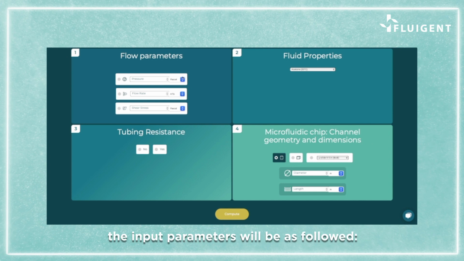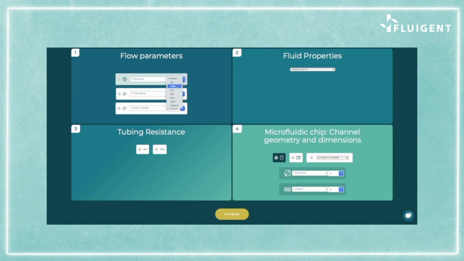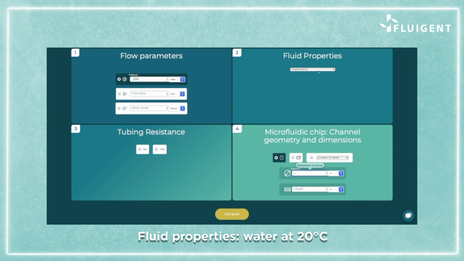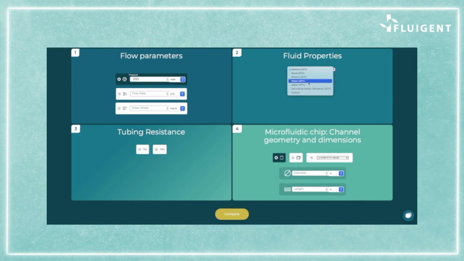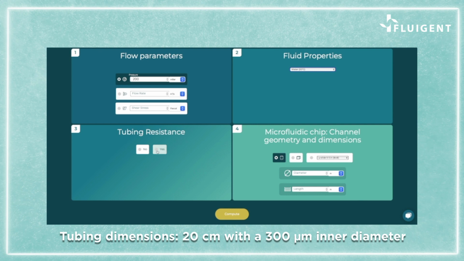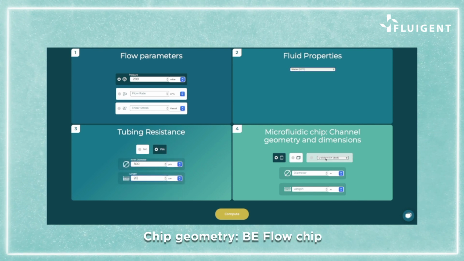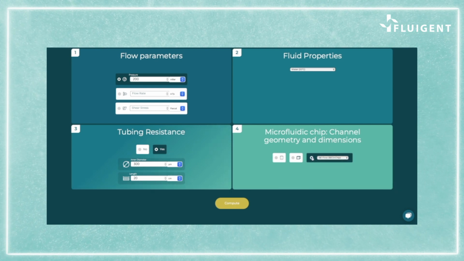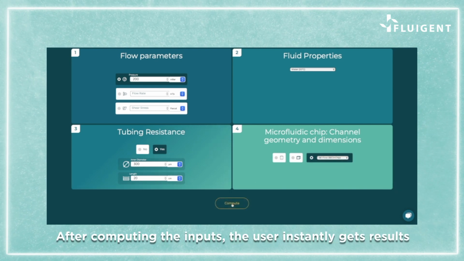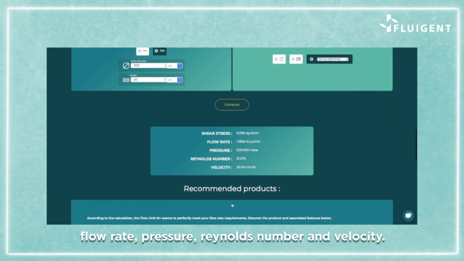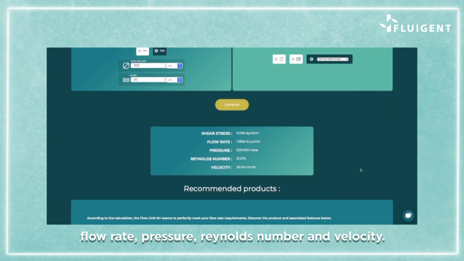for cell culture. According to our physical setup, the input parameters will be as follows: pressure 200 bar, fluid properties, water at 20 degrees centigrade, tubing dimensions, 20 centimeters with a 300 μm inner diameter. Chip geometry, B-flow chip. After computing the inputs, the user instantly gets results and information about shear stress, flow rate, pressure, Reynolds number, and velocity.